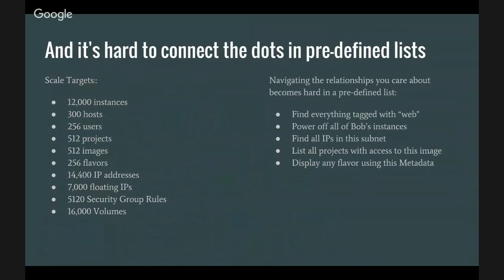And that makes it hard to connect the dots in these predefined lists, especially as we start talking about some of the scale targets of clouds. And ultimately, you find it kind of hard to navigate these relationships in these predefined lists.